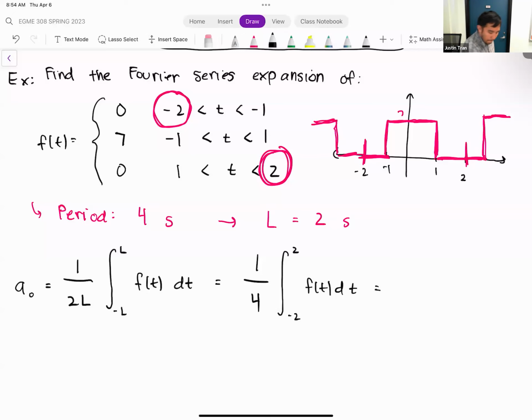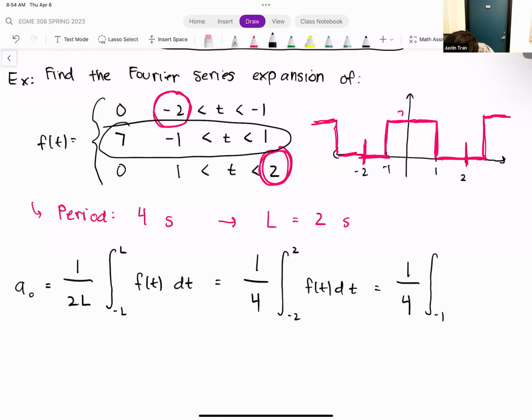Once again here, just like the example we did last time, we have a discontinuous function where the function is 0 for a significant part of this. For the parts of the function where it's 0, we're not going to integrate those parts because it's just function 0. So I'm only going to focus on the parts that are non-zero, which is between -1 and 1. And so this integral simplifies to 1 over 4 integral from -1 to 1 of 7 dt.